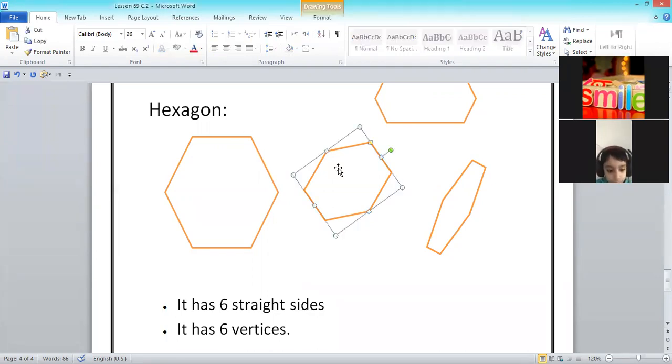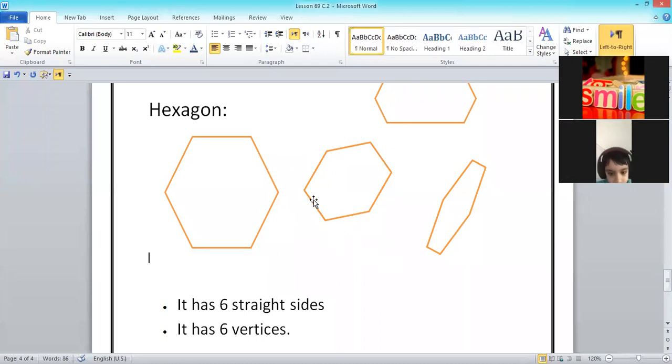If you look at this hexagon, you can also find six corners or six sides. Look at six vertices. 1, 2, 3, 4, 5, and 6. So these are six corners and six vertices. Okay. Now you can check the sides. 1, 2, 3, 4, 5, and 6. So it has six sides.